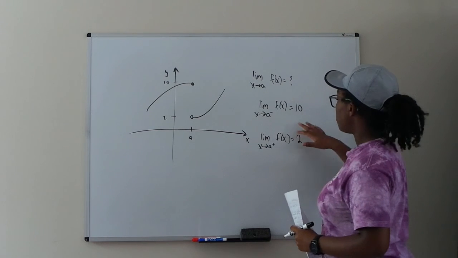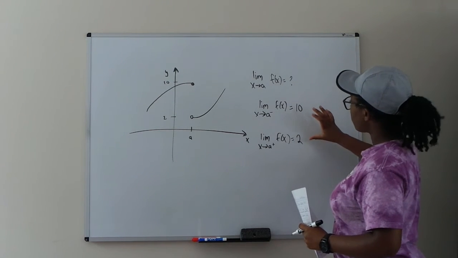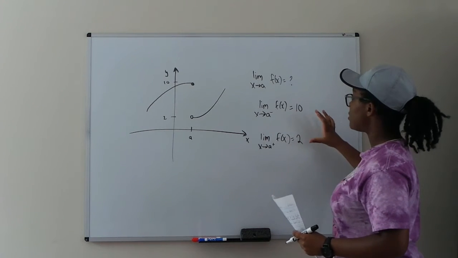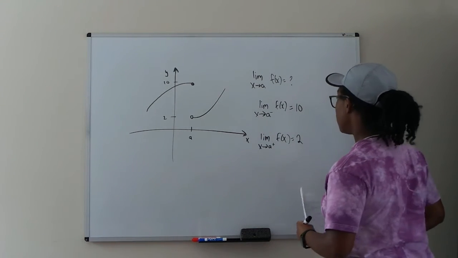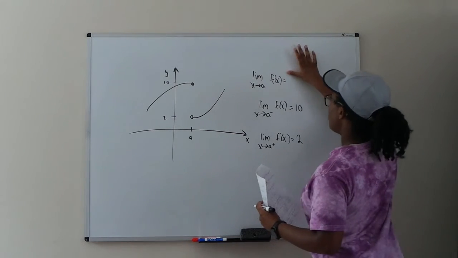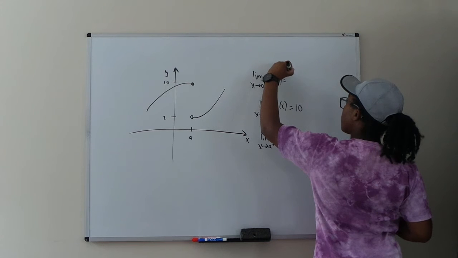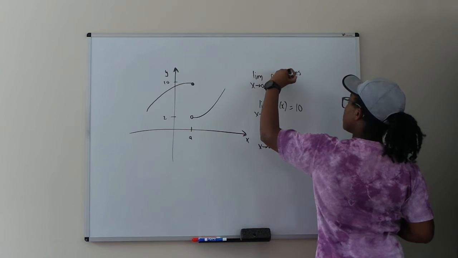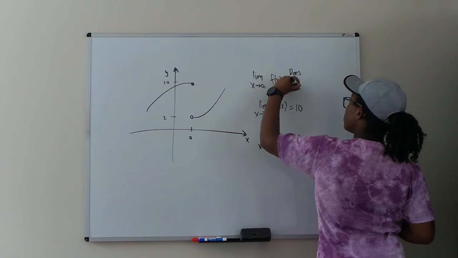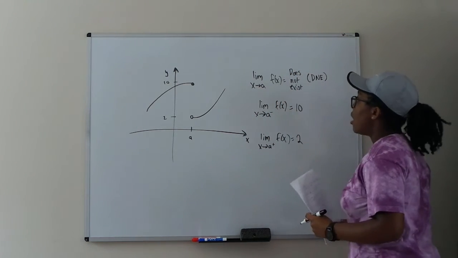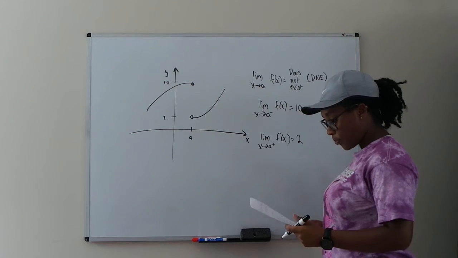Okay, so we have the limit from the left-hand side. We have the limit from the right-hand side. Last time I checked, 2 is not equal to 10, and because these two numbers are not the same, the limit does not exist. So in order to answer our question, we would say the limit as x approaches a of f of x does not exist. And that's also abbreviated by DNE. So if you see me write DNE, it just means that limit does not exist.